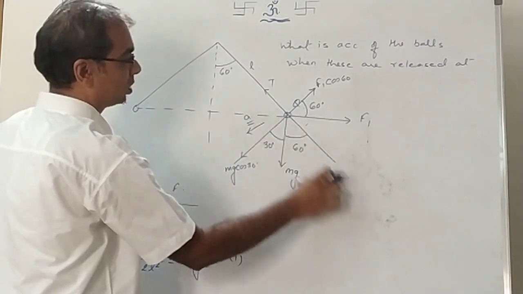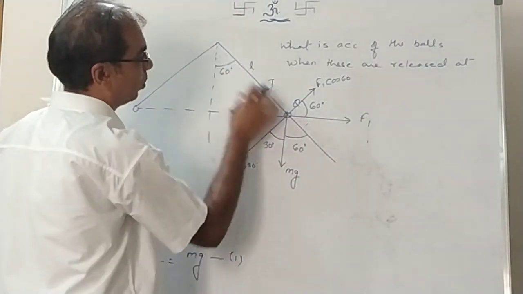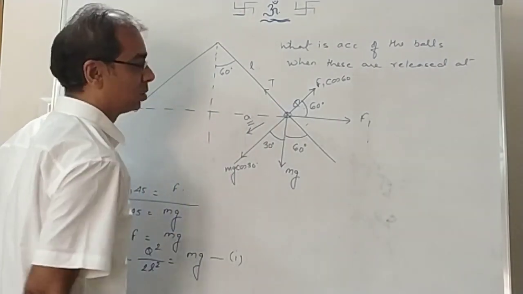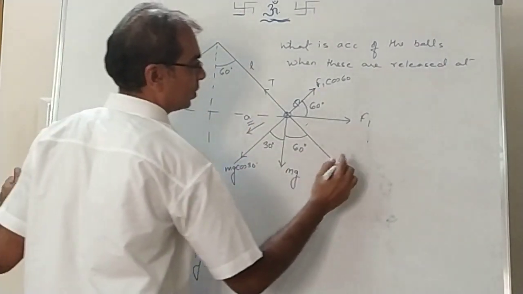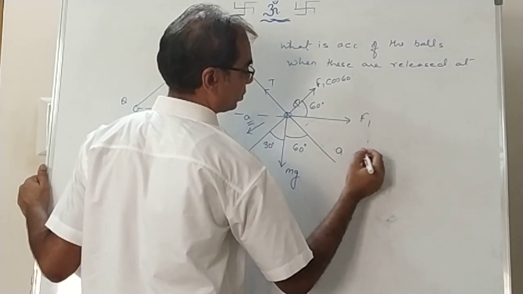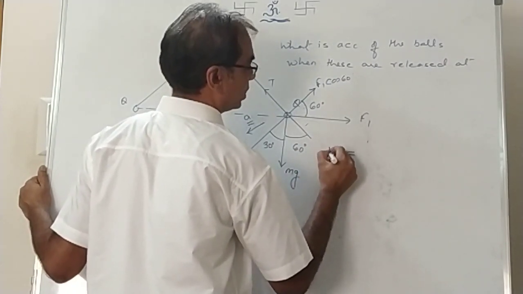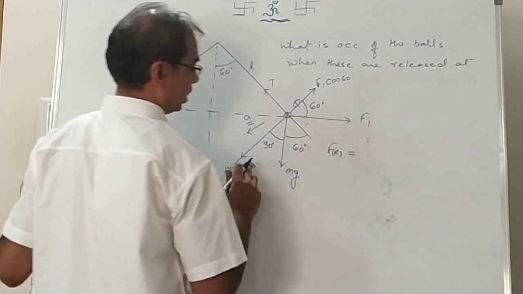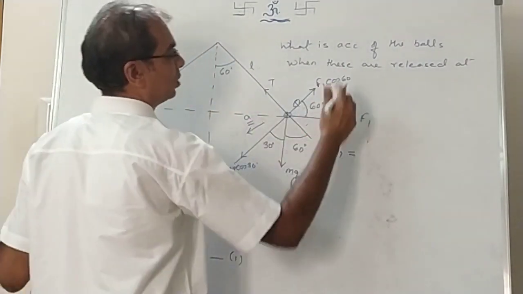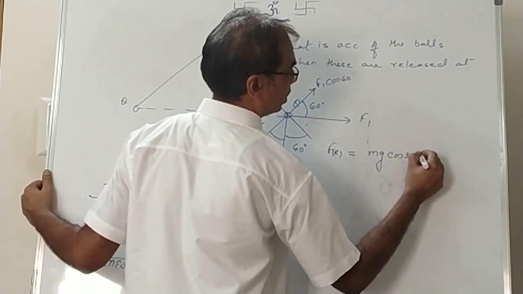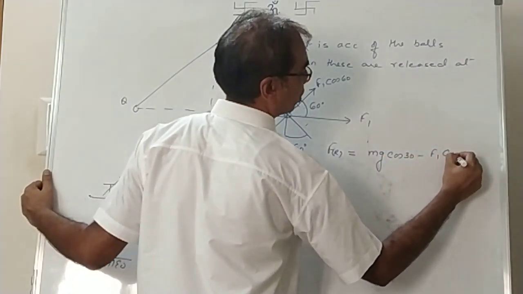Other components I am not trying to write, because the ball will not go in those directions. The ball will come in this direction only. So the resultant force in this direction is mg cos 30 minus F1 cos 60.